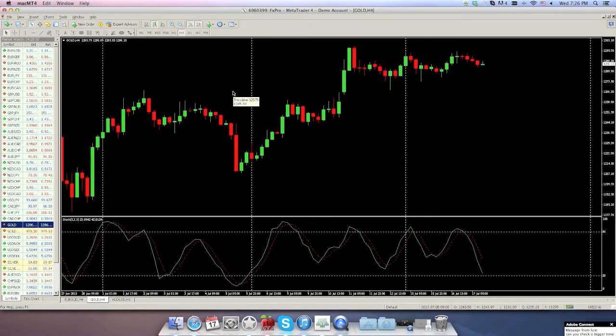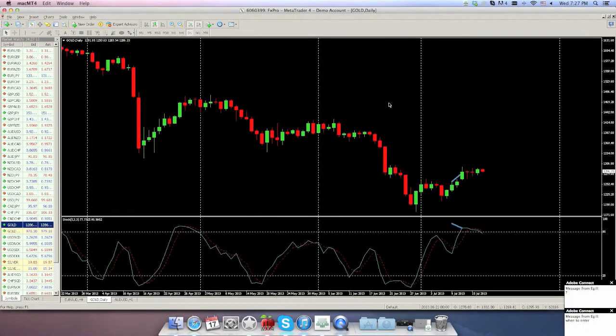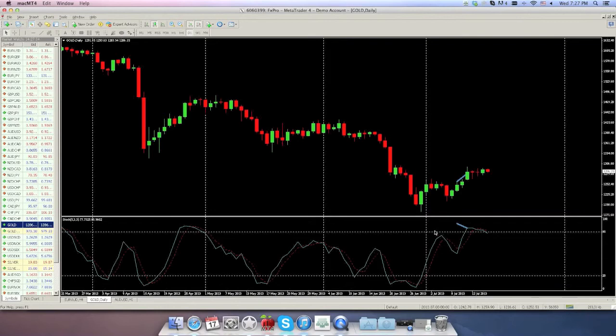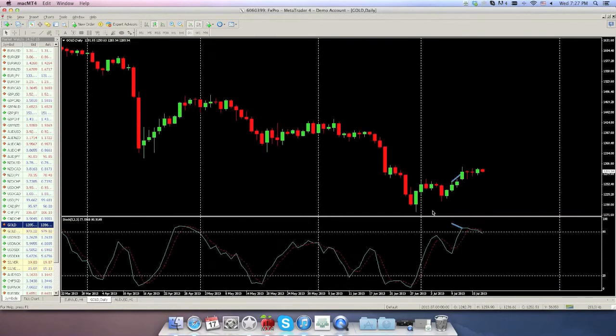Can you check a bigger time frame? Of course. Let me draw this area once again, and let's go to the next time frame. There's nothing here. It's in an uptrend, and so is this, sorry, right here, and so is your indicator. So there's nothing on the higher time frame.